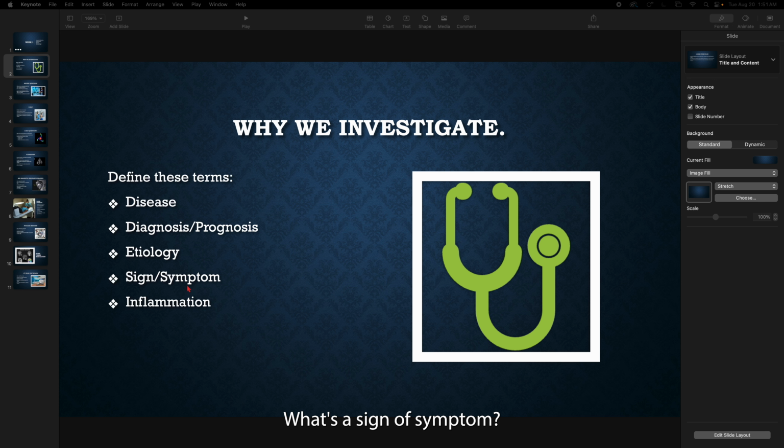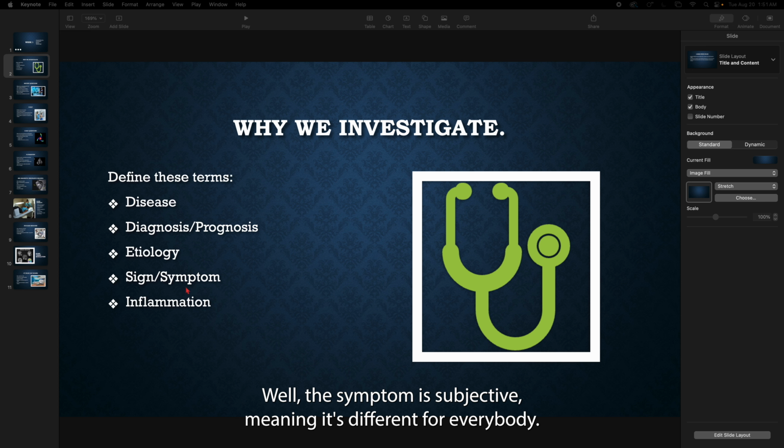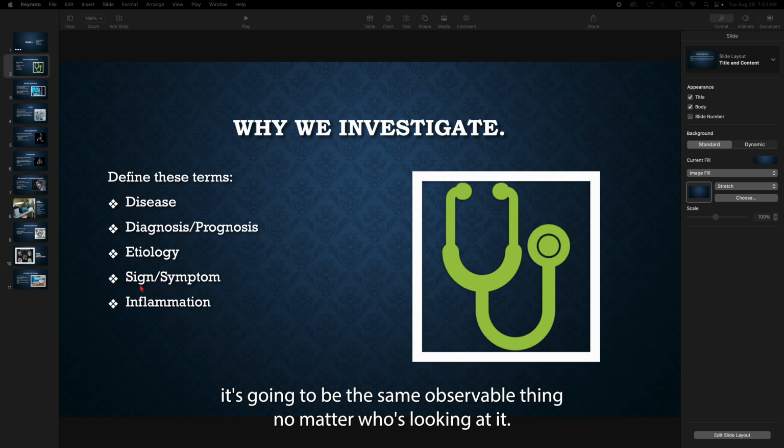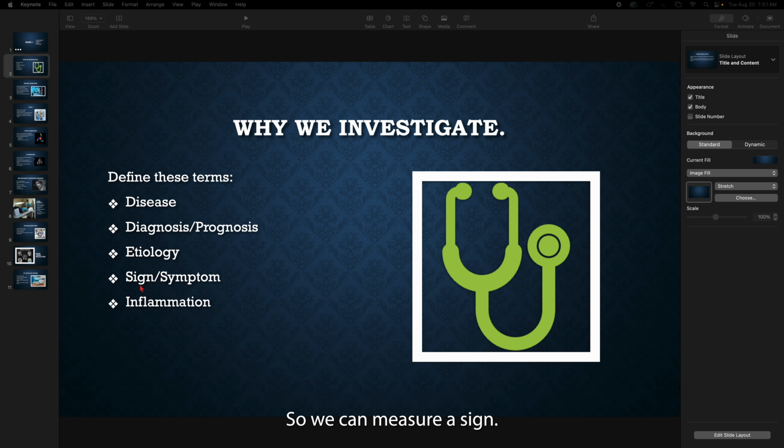What's a sign or symptom? Well, the symptom is subjective, meaning it's different for everybody. The sign is objective. It's going to be the same observable thing no matter who's looking at it. So we can measure a sign, is another way to say it, right? So we can measure a sign.